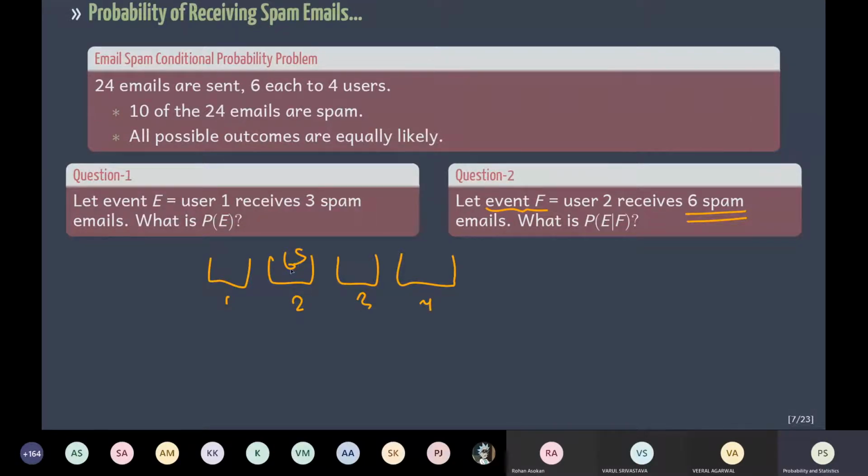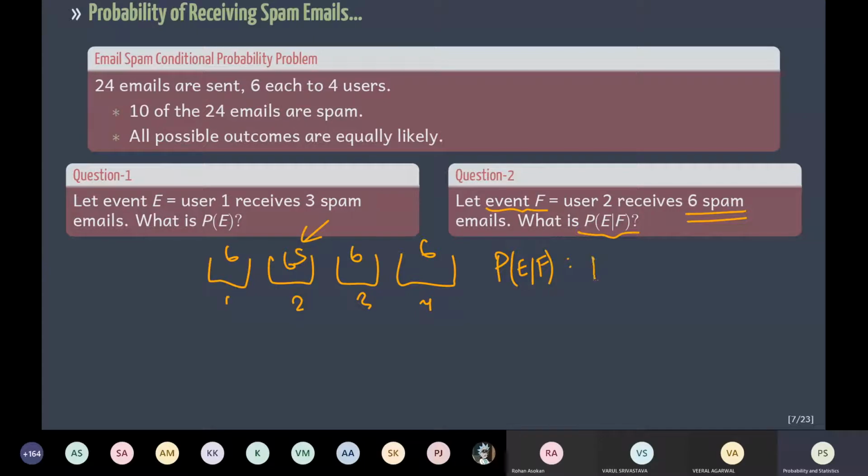And others are receiving emails, but nothing is told about the others, like how many are spam or not spam. That is not told to you. But user 2 you are given now. Now the question is, what is the probability of E given F, right? So in words, what does this mean?